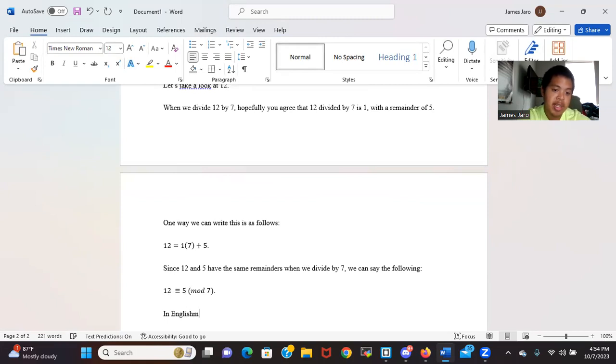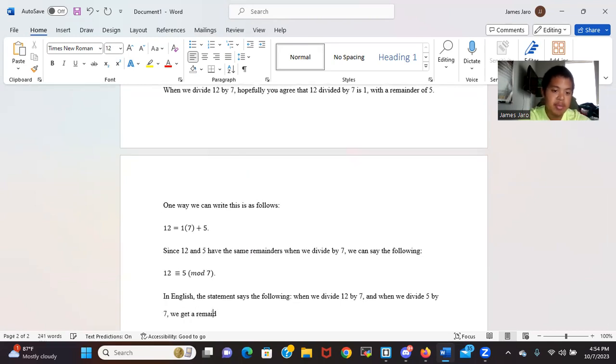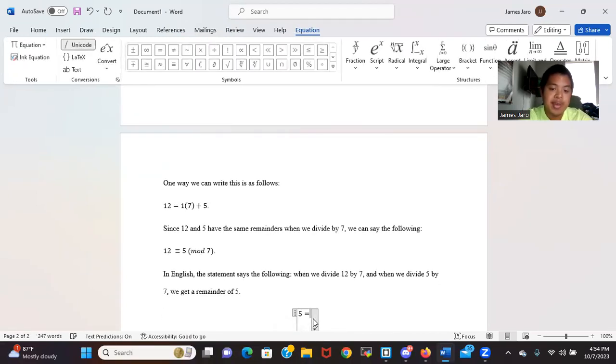So in English, what we're saying is that when we divide 12 by 7 and when we divide 5 by 7, we get a remainder of 5. Both of them spit out a remainder of 5, which is true, because when we take a look at 5, notice that 5 divided by 7 is 0, because you can't fit a 7 into a 5, right? And in order to make this equation not completely fall apart, because 5 can't equal 0, we're going to have to add 5 to the other side.